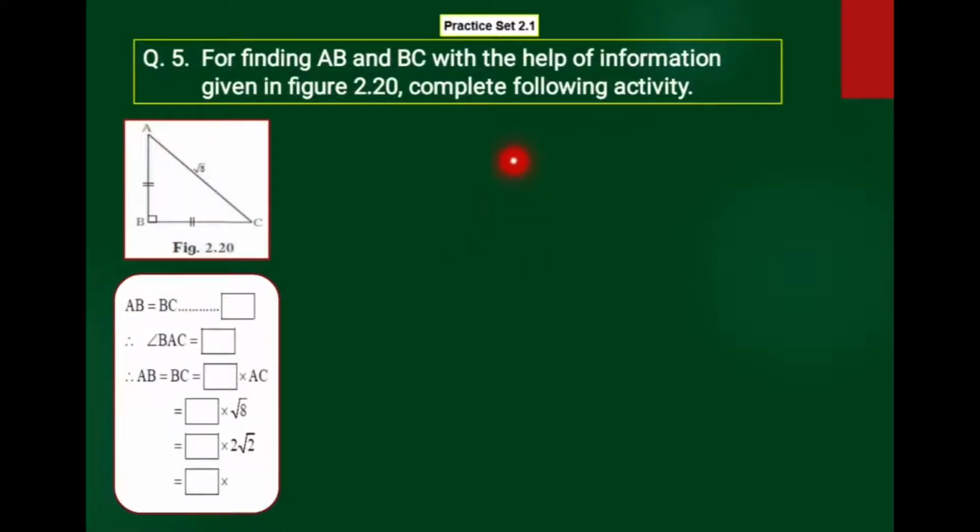In the first two parts we completed questions 1, 2, 3 and 4 from practice set 2.1. So today we solve question 5. For finding AB and BC with the help of the information given in figure 2.20, complete the following activity.